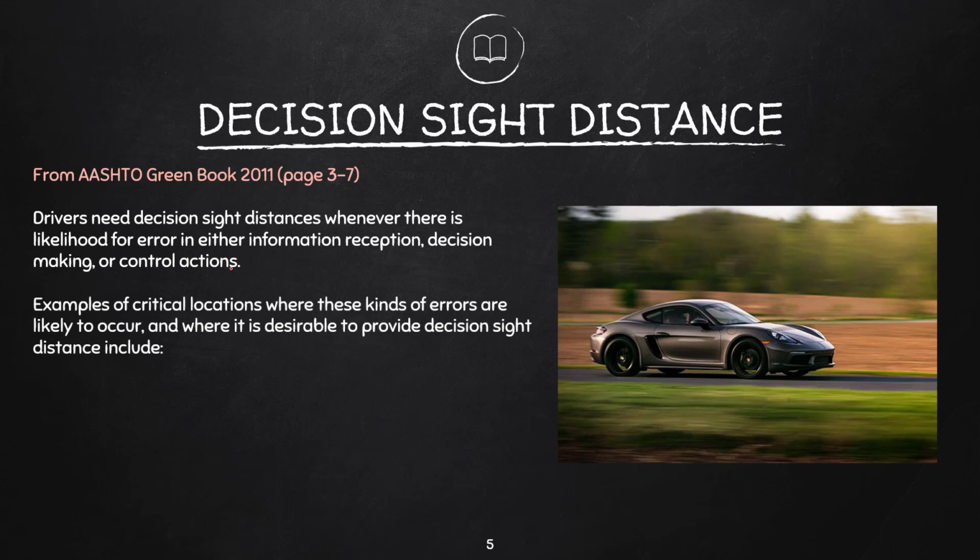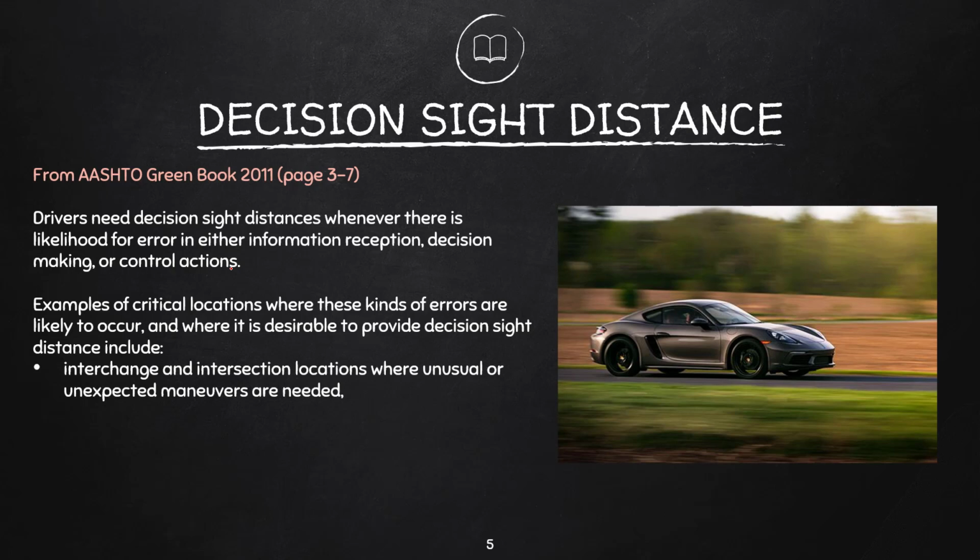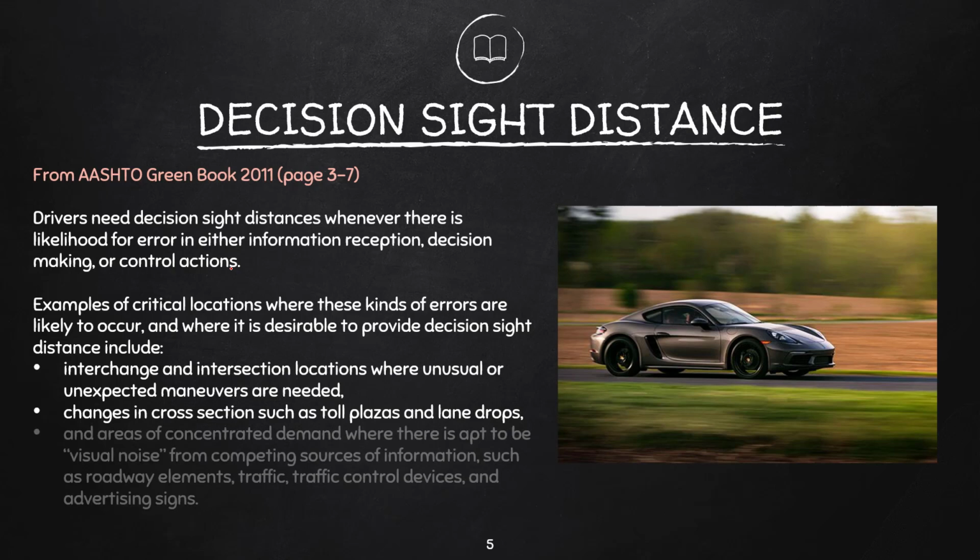Examples of critical locations where these kinds of errors are likely to occur and where it is desirable to provide decision sight distance include interchanges and intersections, and locations where unusual or unexpected maneuvers are needed. We also provide it when changes in cross section such as toll plazas and lane drops occur, and for areas of concentrated demand where there is apt to be visual noise. What is visual noise? These are competing sources of information such as roadway elements, traffic control devices, and advertising signs.